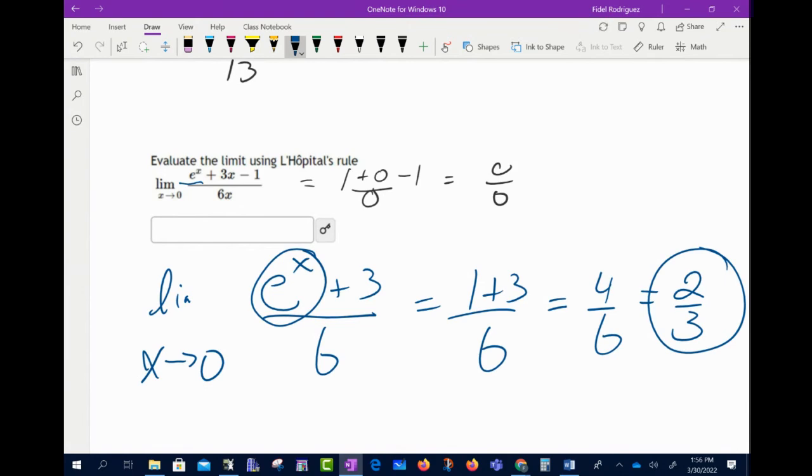ln is the natural log, right? ln is the natural log. It's the log with the base of e. Okay.